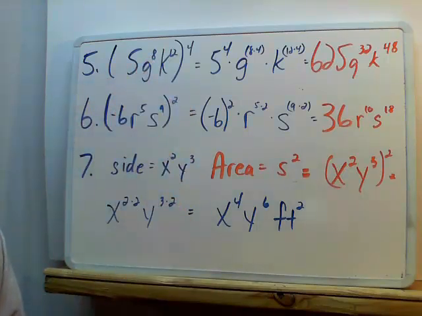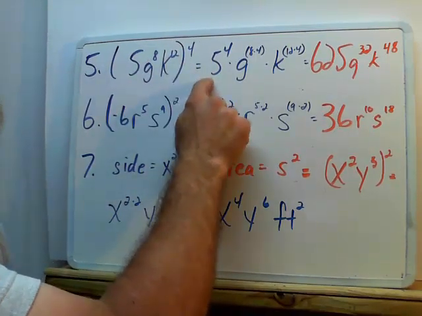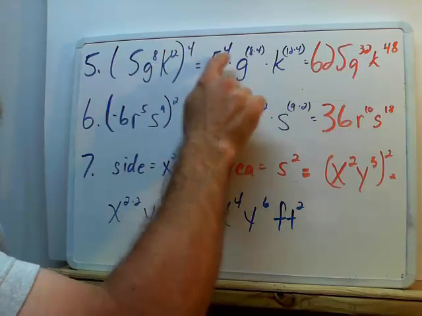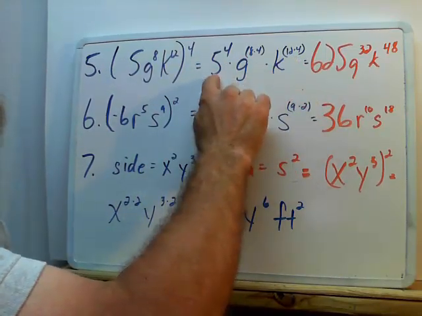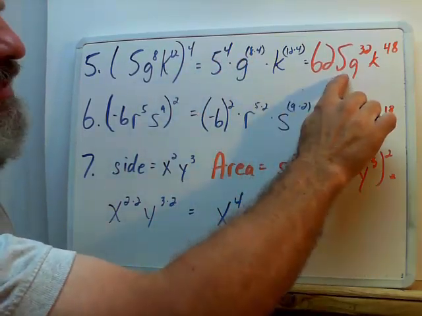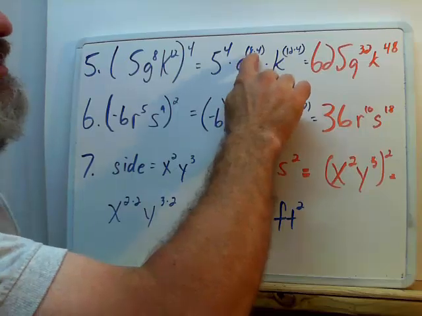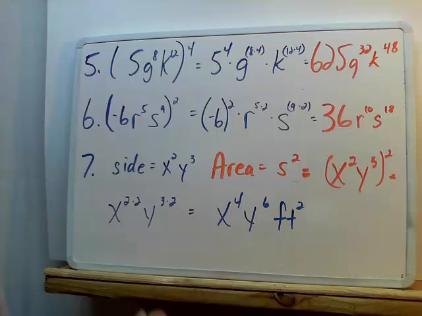5g to the 8th, k to the 12th, all of that to the 4th power, so it's 5 to the 4th, times g to the 8 times 4, times k to the 12 times 4. 5 times 5 is 25, and 2 of those, 25 times 25 is 625. G to the 32nd power, k to the 48th power.